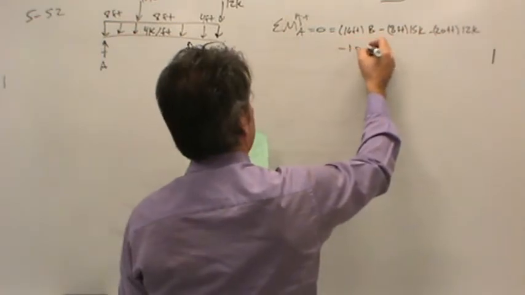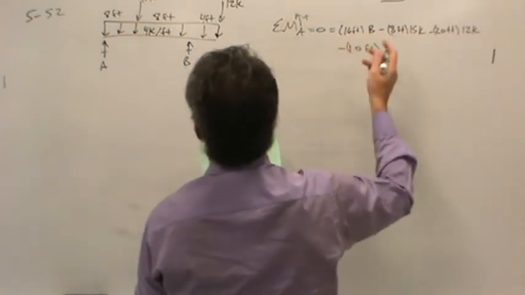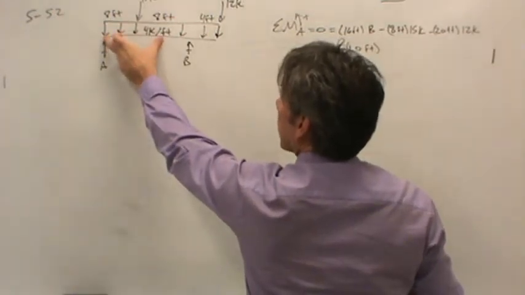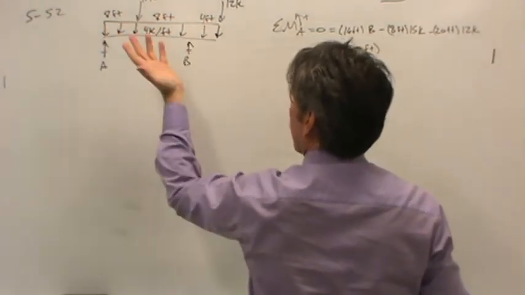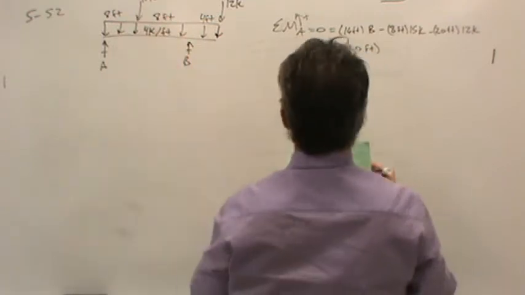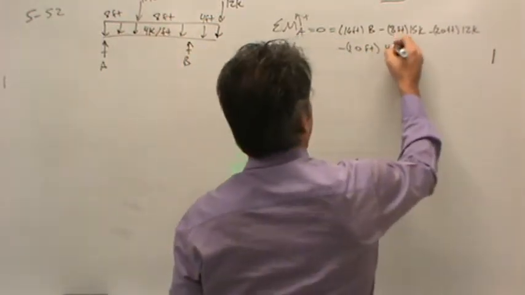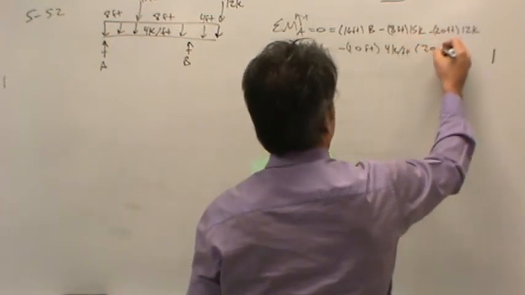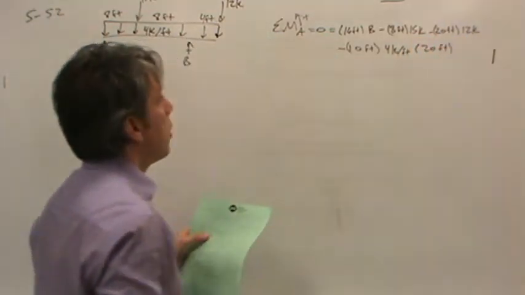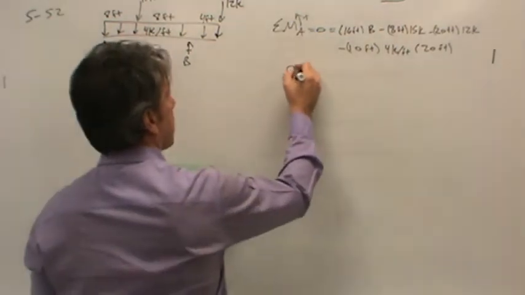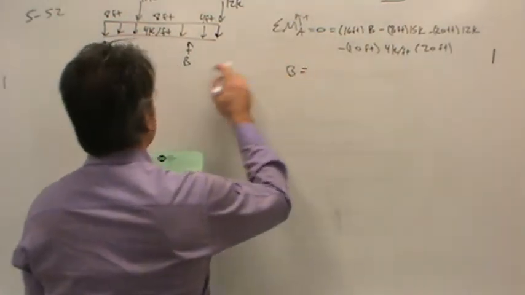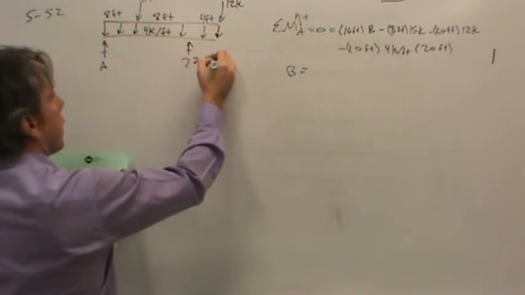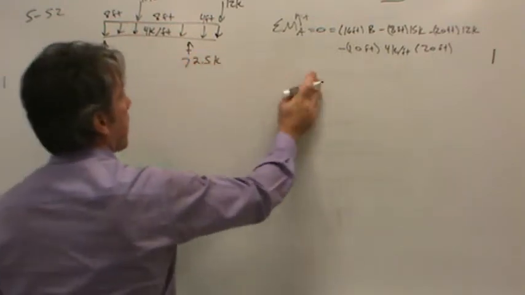And then the distributed load, its center acts 10 feet from A, because it's just 8 and 8 is 16 and 4 is 20. So the resultant acts at 10 feet, and the 4K per foot acts over a distance of 20 feet. That moment all comes up to 0. When you solve for B, the reaction at B, let's go ahead and write it down here. What you get is 72.5 kips.